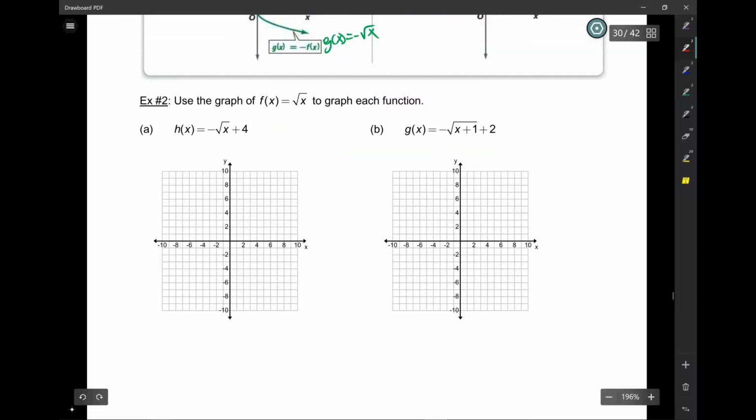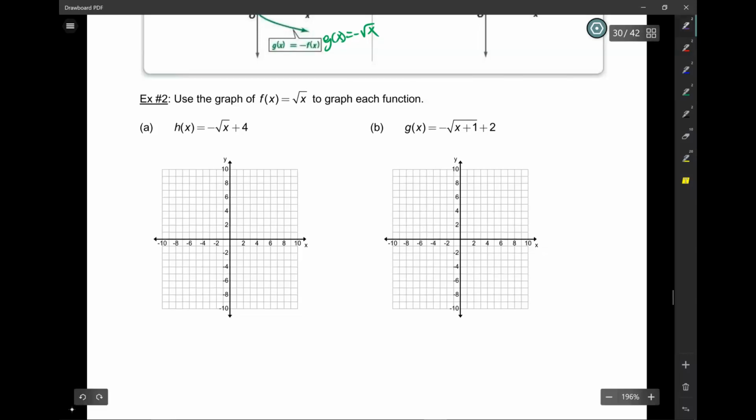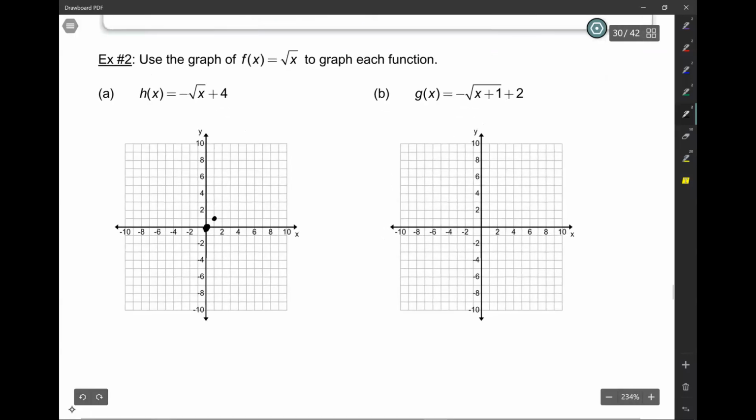So we're going to use f of x equals root x. So remember what root x does. For every change in x, it goes up or down like the square root of it, right? So this one is negative root x plus 4. So let's just graph what root x will look like. The endpoint is at 0, 0. And then if I go over 1, I go up root 1. If I go over 4, I go up root 4, which is 2. If I go over 9, I go up root 9, which is 3. So that's what it looks like. Okay? That's what root x looks like.